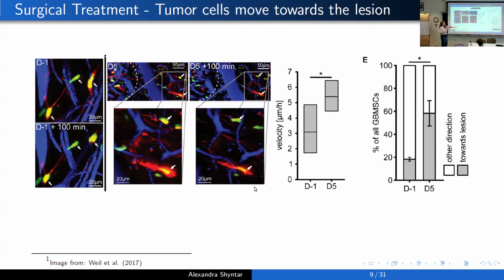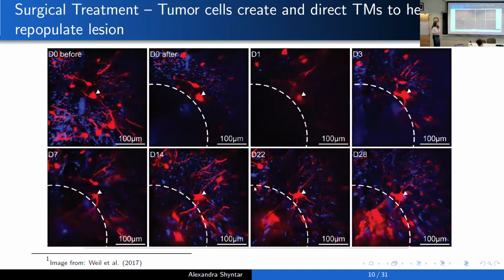Then they do some quantitative analysis where the day before the surgery, the speed is lower than the speed after the surgery. And also, as days progress, more and more cells tend to move towards the lesion, as seen by the other bar graph.